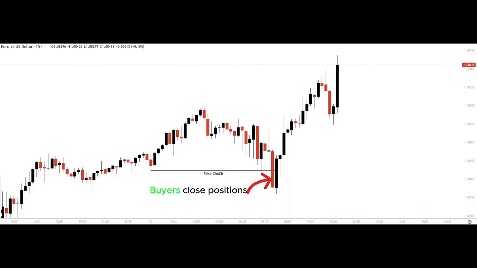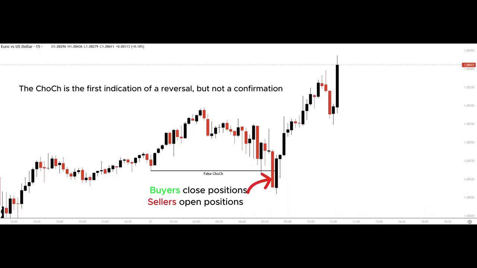This causes buyers to be fearful, so they close their buy positions, and gives confidence to sellers to sell short the market. This is why we always say that the change of character is the first indication of a market reversal. An indication, but not a confirmation.